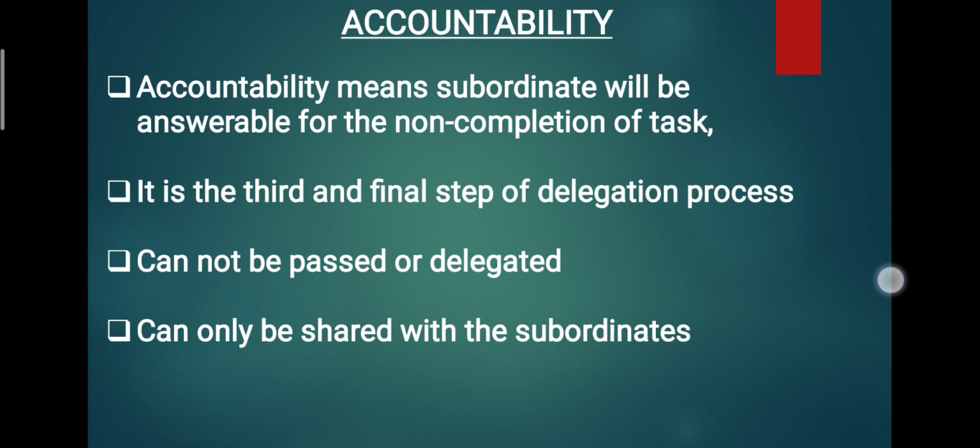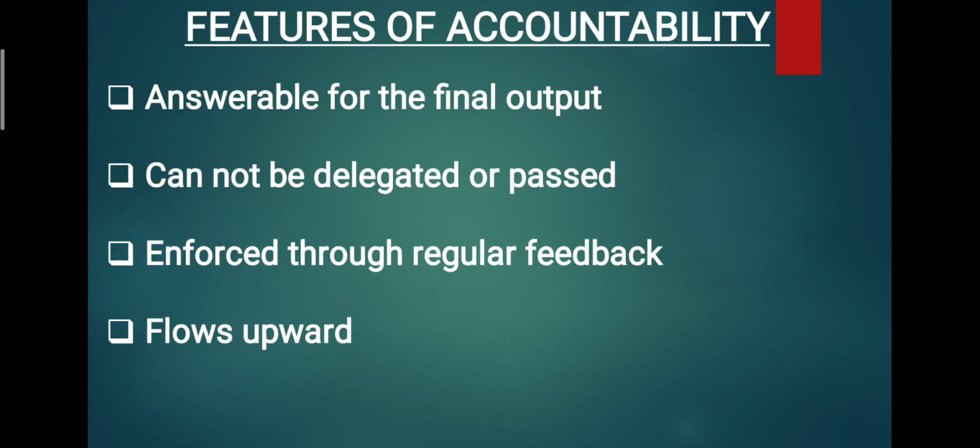Then comes the features of accountability. First is answerable for the final output. This accountability means the subordinate is answerable for the final output. It cannot be delegated or passed. It can be shared only. It is enforced through regular feedback.